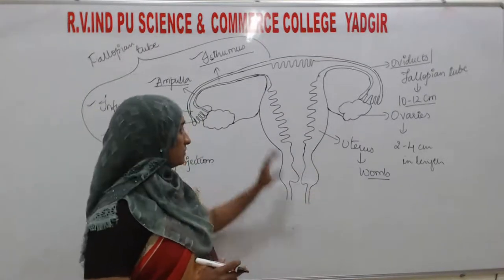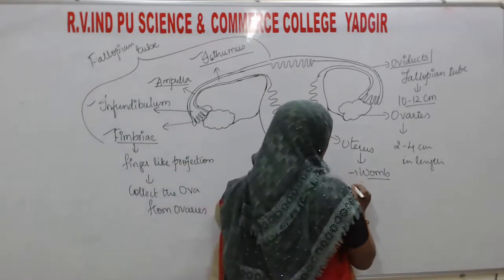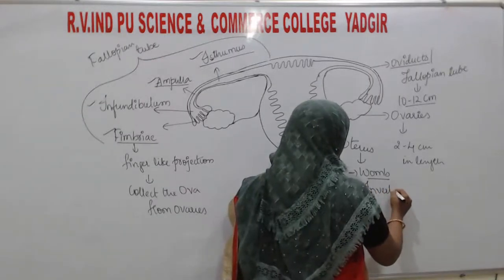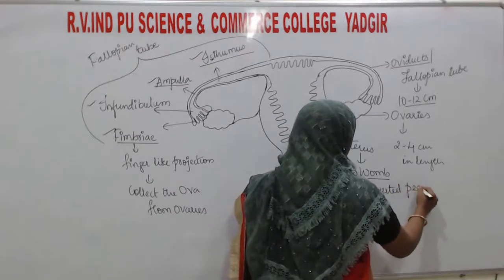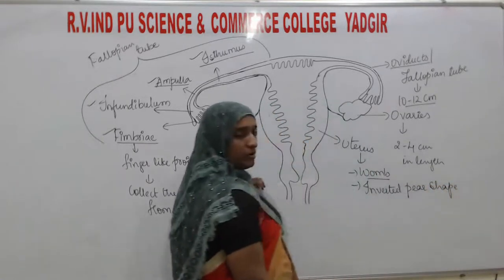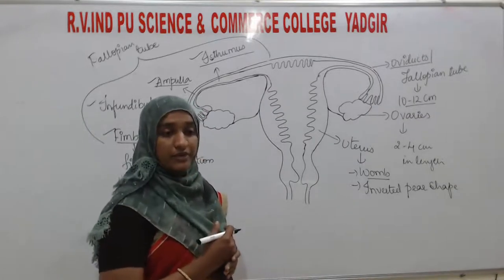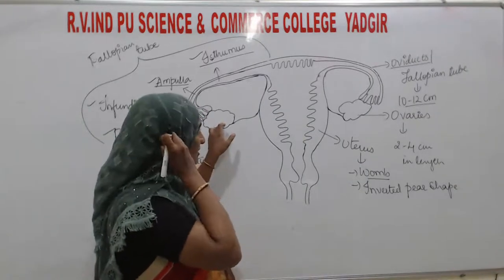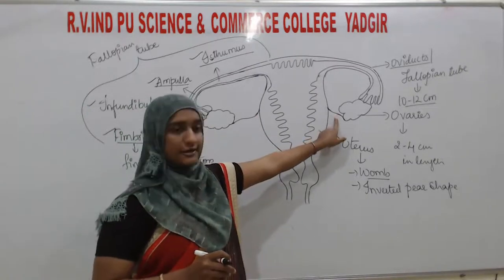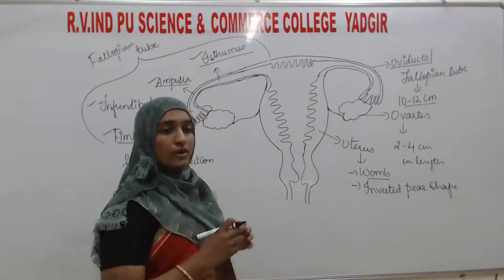Here, the uterus. What is the shape of the uterus? The shape of the uterus is an inverted pear shape. What is the shape of the womb or the uterus? It is the inverted pear shape. And these ovaries are attached with the uterus by the ligaments. You can see here, these are the ligaments which are attached with the ovaries.